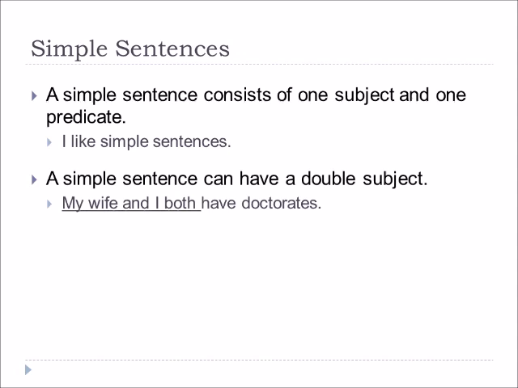What is the subject? Is my wife the subject? No. Am I the subject? No. My wife and I both are the subject of the sentence. What is the predicate verb? Have. My wife and I both possess. And then the word doctorates tells the reader what it is that my wife and I both possess.